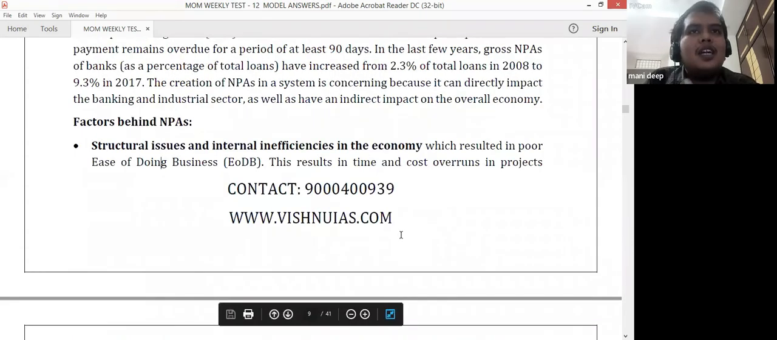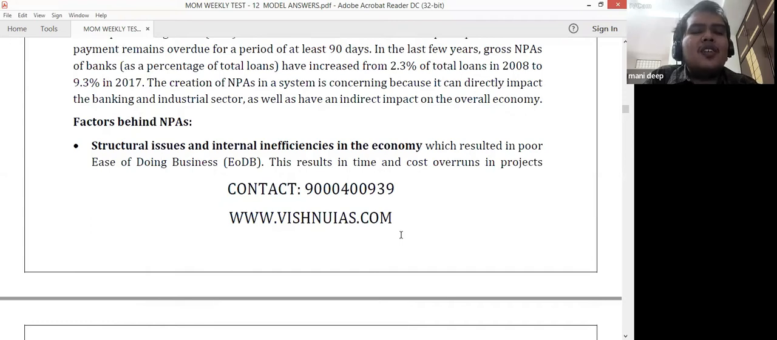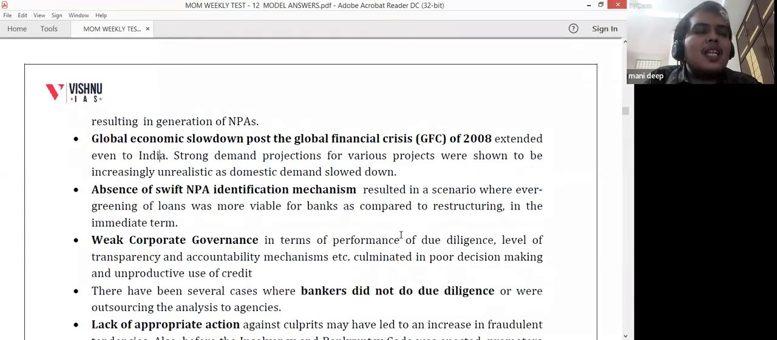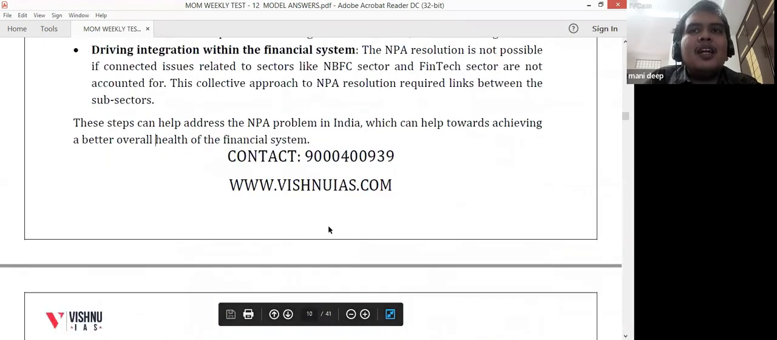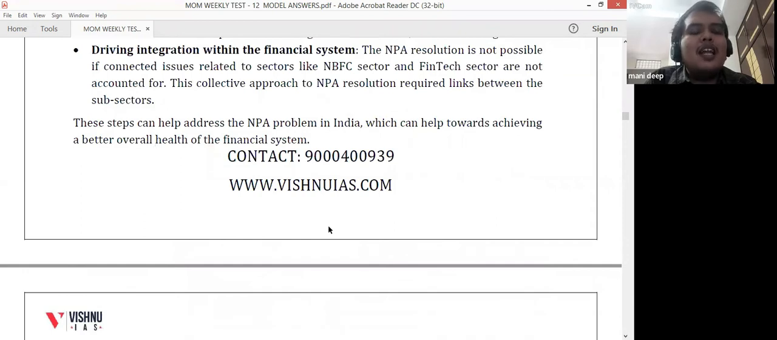So first you should write about what is NPA. Then you should write about factors. Factors you can write about 3, 4, covering every aspect of stakeholder. Then you should write about the steps that are taken. These are the things you should focus upon. And in conclusion, you can write that we should holistically look towards this, even bringing stakeholders from corporate sectors also. This can be in your conclusion.